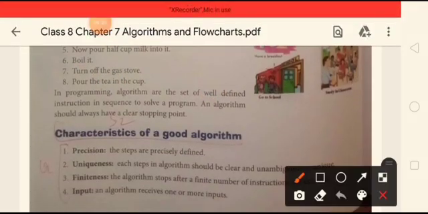Now, in programming, algorithms are a set of well-defined instructions in sequence to solve a problem. An algorithm should always have a clear stopping point. So in computer programming, algorithms are sets of instructions in a sequence-wise manner: this is the first step, this is the second step, for solving a real-world problem. And the algorithm should have a clear stopping point, meaning we should know where this task will get completed.